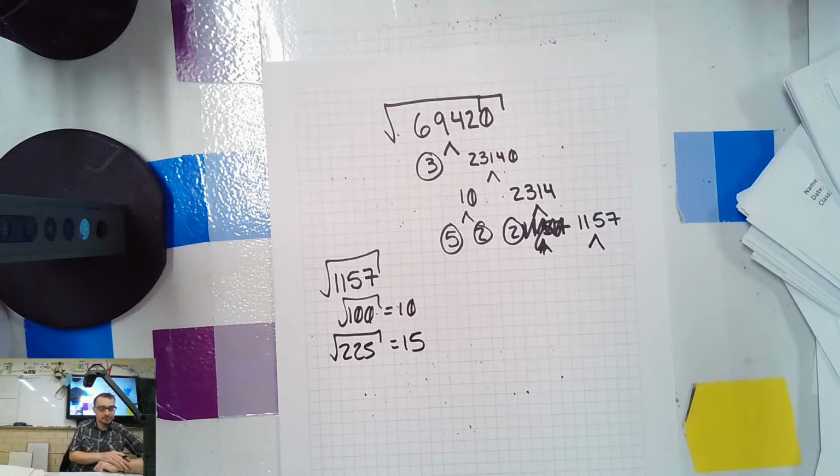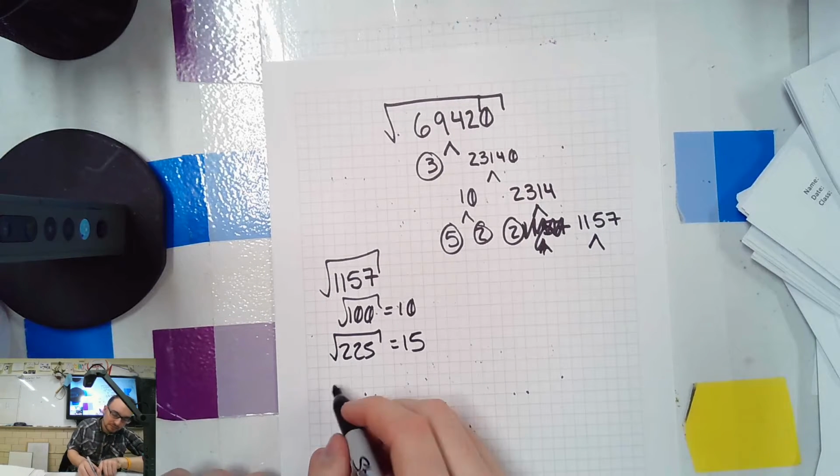Let's get a calculator. What's the root of 1157? I thought we don't use calculators. You can if you want. Nope, it's cheating. Not fair. Let's keep going.